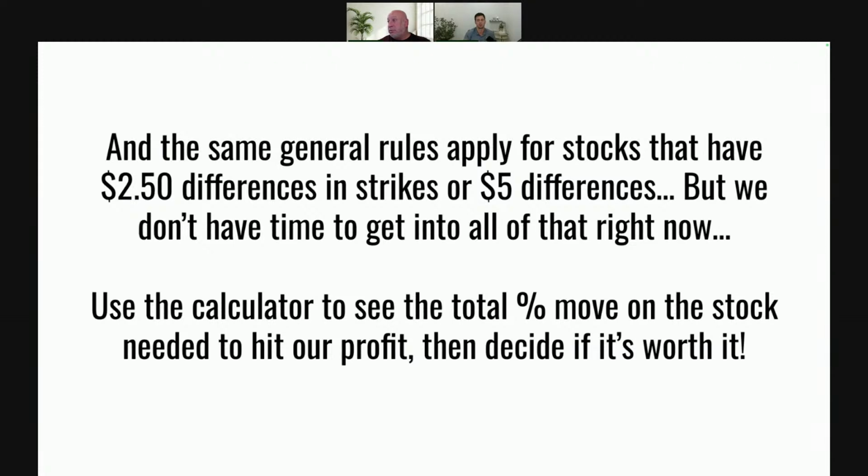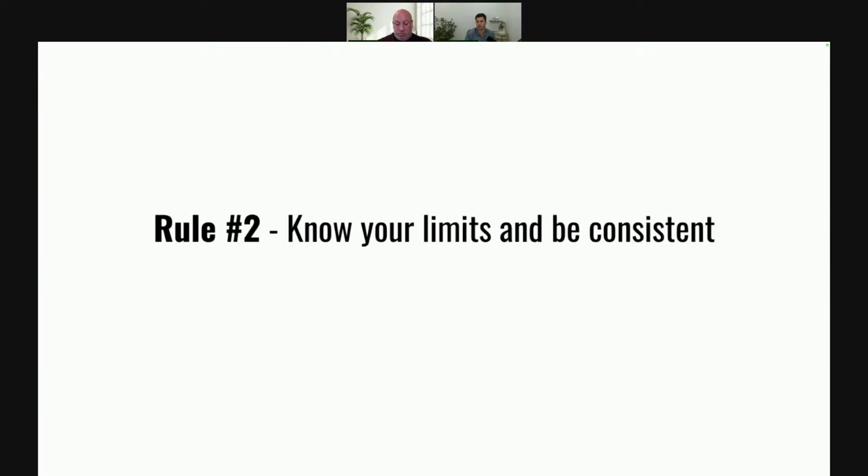But what I like to do is I just like to see what move is required. So I'll take the strike that I would need it to get above and divide it by the current price of the stock. And that tells me if I'm in that 1% ballpark. I typically want a stock to gain 1% or less required to double my money.